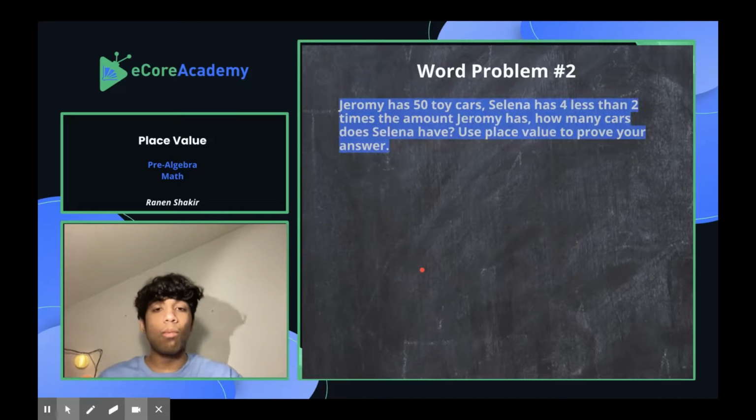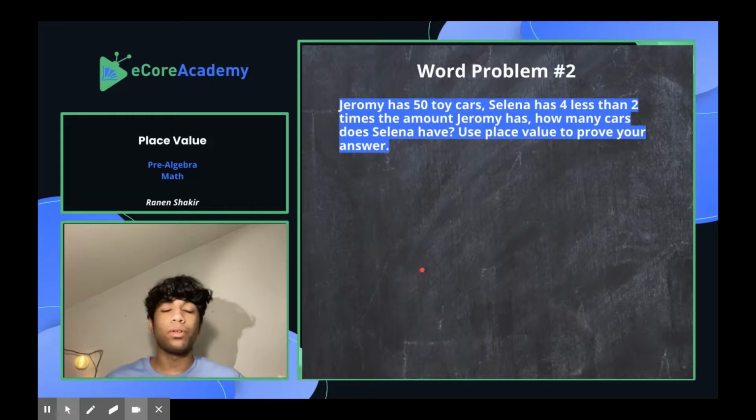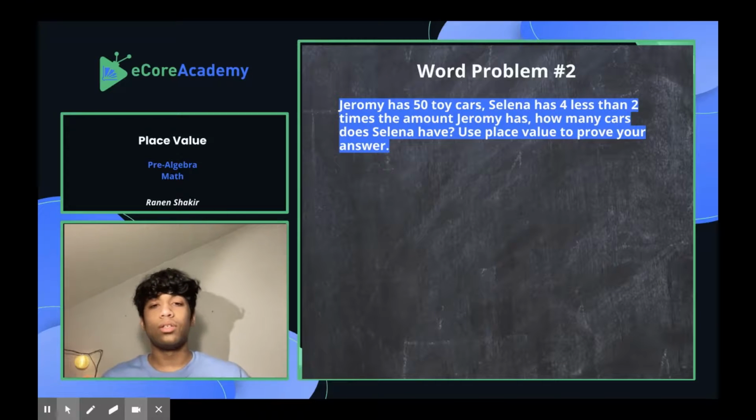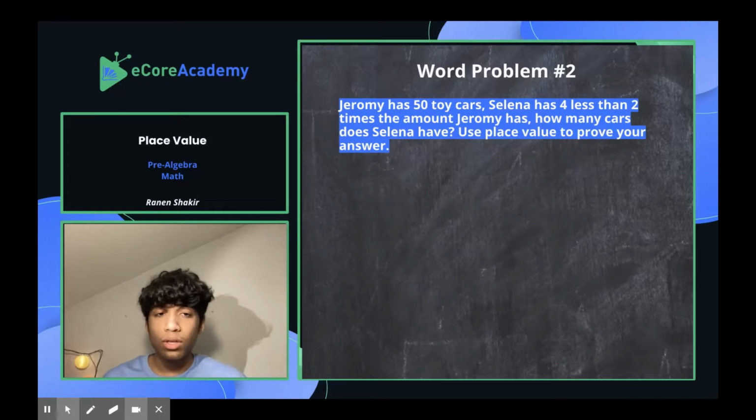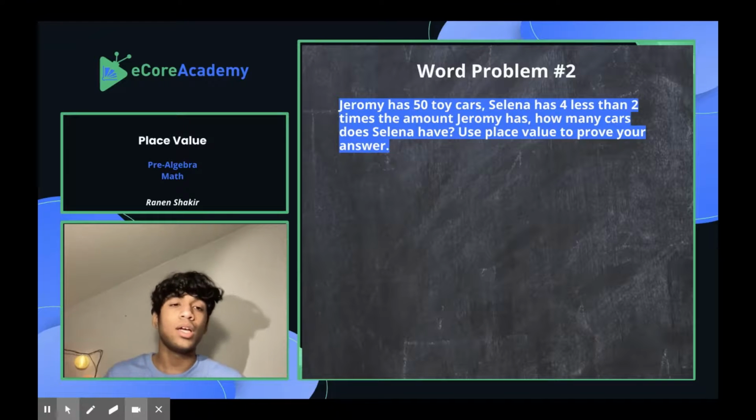So let's look at one more word problem. It's a little bit higher critical thinking, and we will go over it. So Jeremy has 50 toy cars. Selena has 4 less than 2 times the amount Jeremy has. How many cars does Selena have? Use place value to prove your answer.